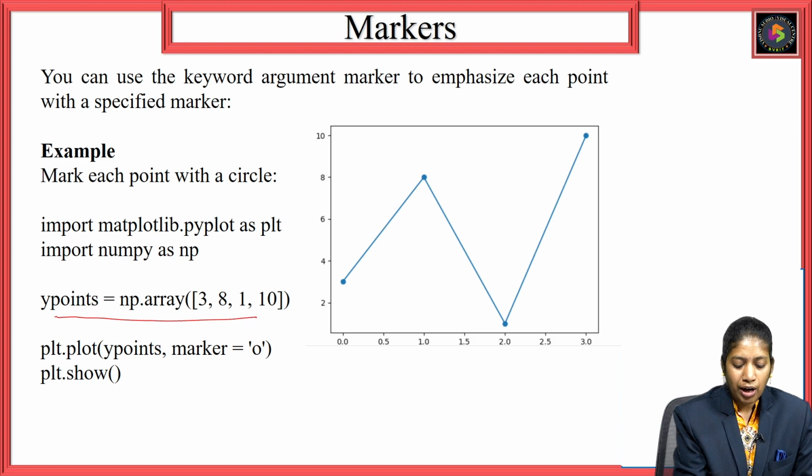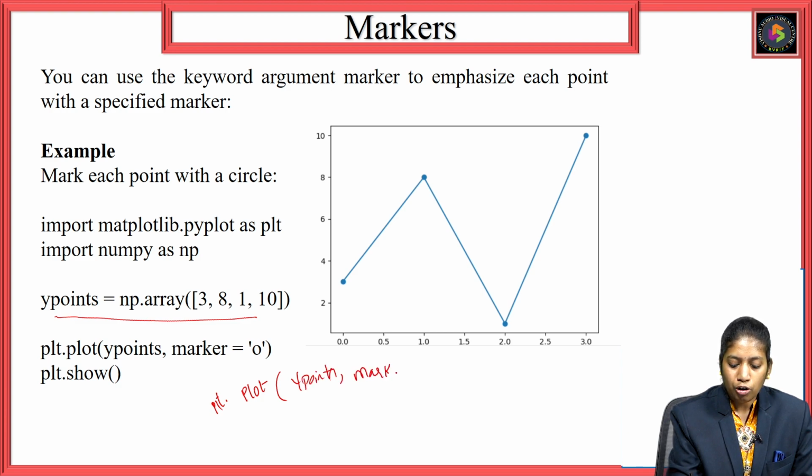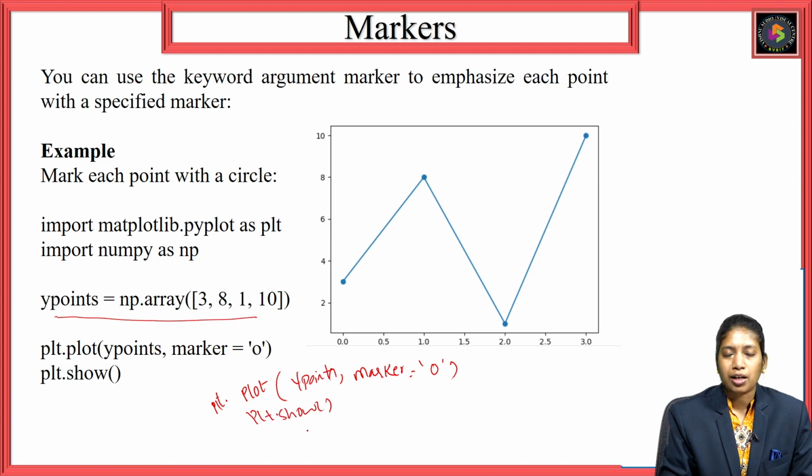For that we have to use the plot function from pyplot. So plt dot plot of the points, and we have to use the argument marker equals circle, which is for the circle indication. To show that we use the show method, plt.show. Here on the graph we got a marker at the point 8, at the point 1, and at the point 10.